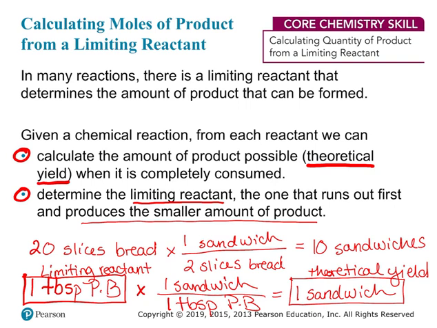So we're going to apply this same idea to chemical reactions. We're going to look at each reactant individually. We're going to calculate how much product each reactant could make if we used all of each reactant. And then we're going to compare the amount of product that can be made from each reactant. So for instance, in this example, we're comparing the 10 sandwiches to the 1 sandwich. And that's going to tell us which reactant runs out first, and that will be our limiting reactant.